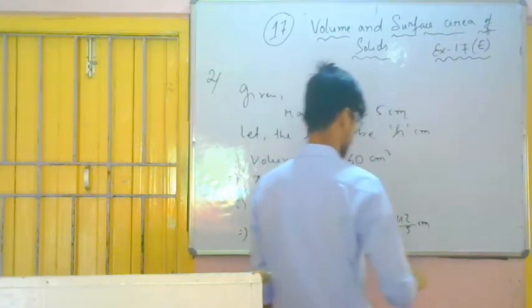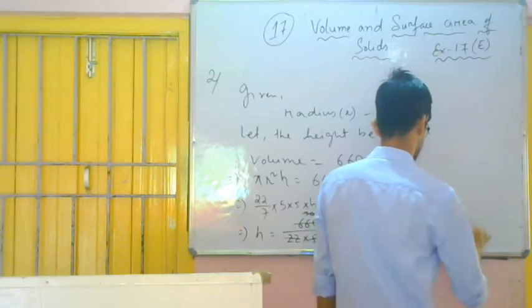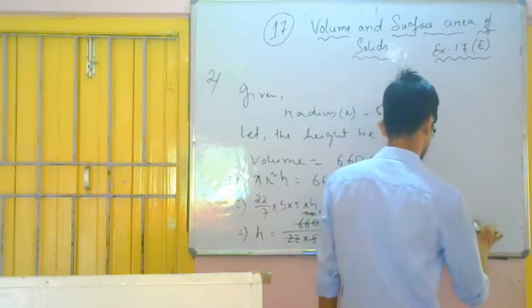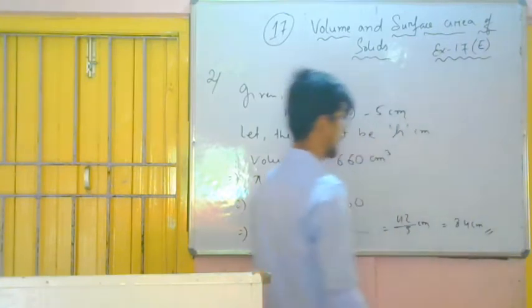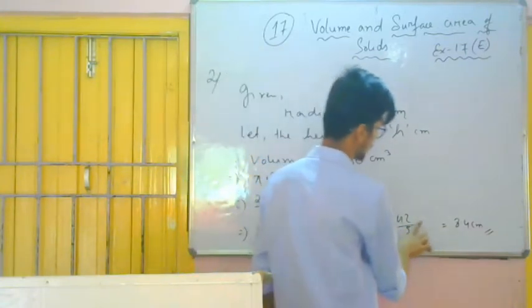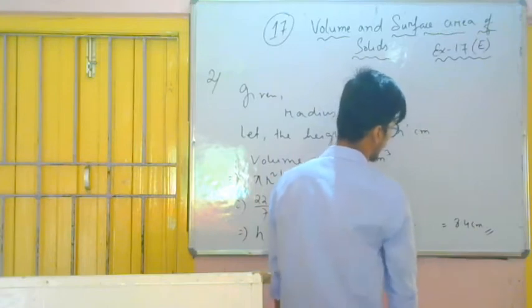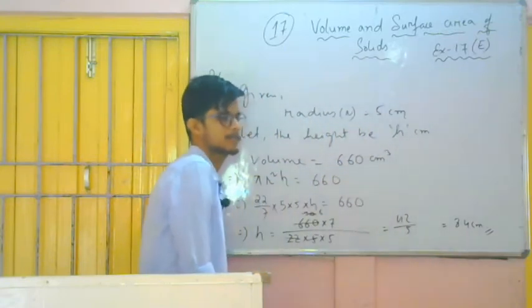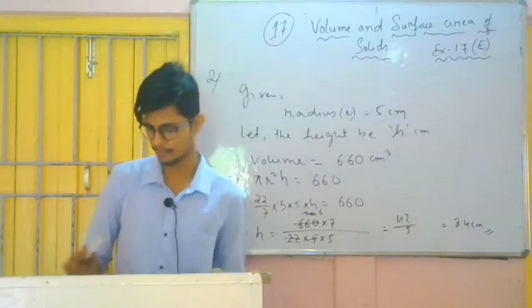Height in centimeter will be equal to 8.4 centimeter. Therefore, the required height, at last you can write, therefore the required height is 8.4 centimeter.